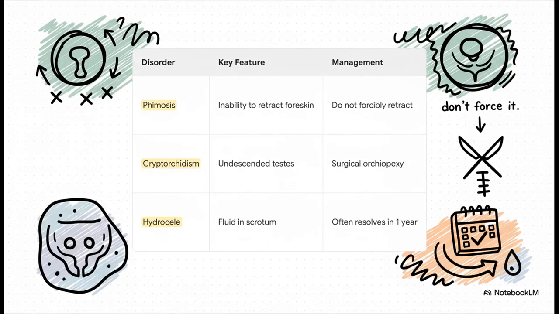Okay, here's a rapid review of 3 more disorders. For phimosis, the foreskin is just too tight to pull back. The key teaching point here is do not force it. For cryptorchidism, we're talking about undescended testes. The key management is a surgery called an orchiopexy.